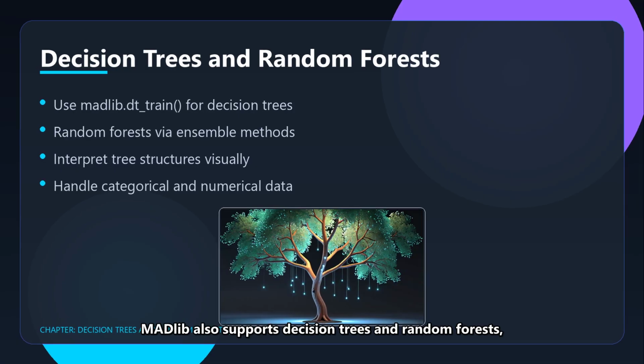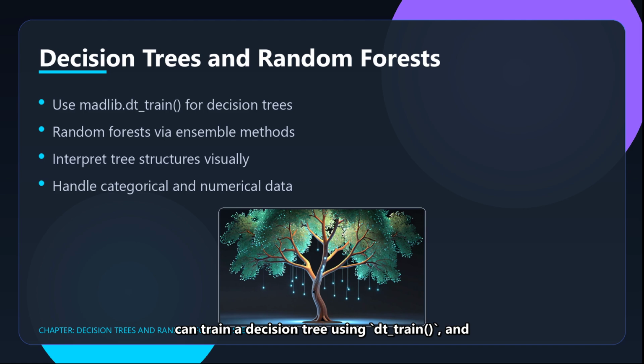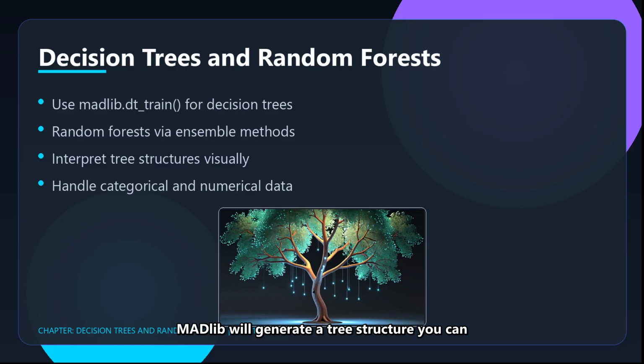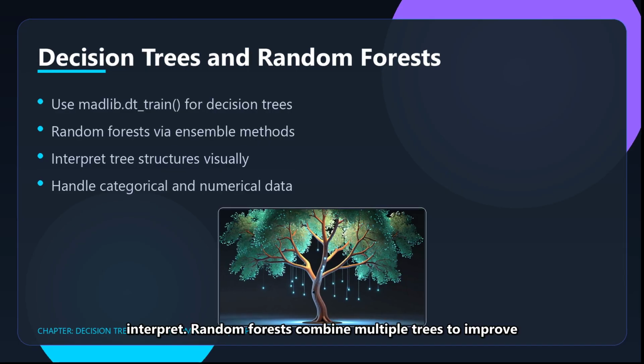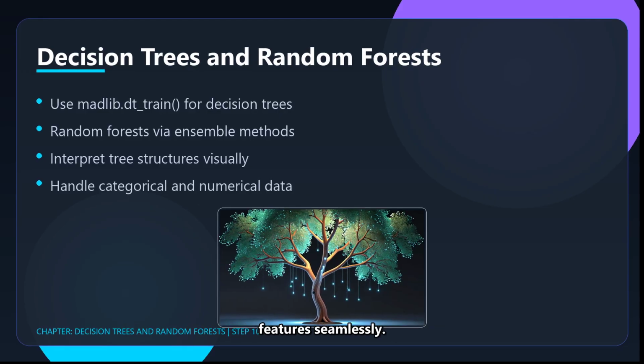Madlib also supports decision trees and random forests, which are powerful tools for classification tasks. You can train a decision tree using dt_train, and Madlib will generate a tree structure you can interpret. Random forests combine multiple trees to improve accuracy, and Madlib handles both categorical and numerical features seamlessly.